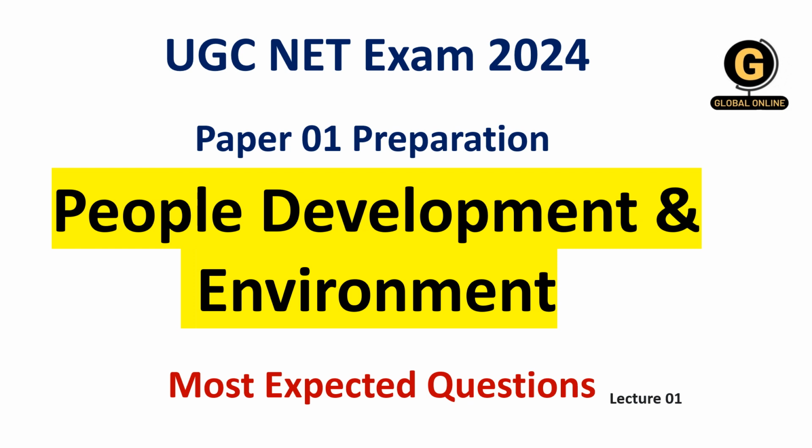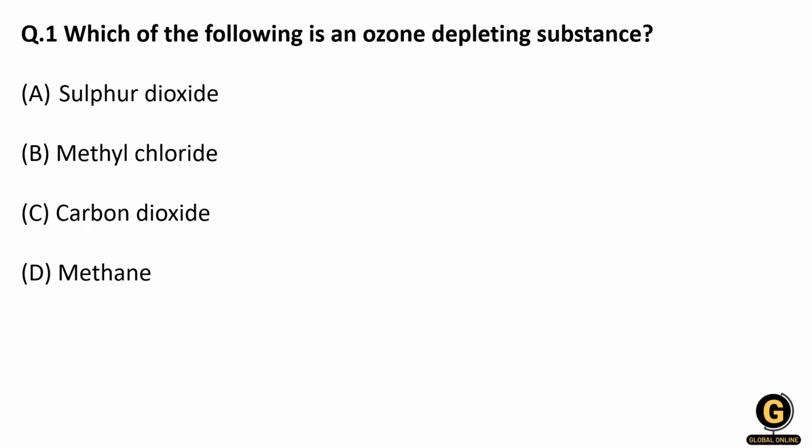So students, in this series of lectures, I'll be discussing unit people development environment, and I'll be discussing the topmost MCQs that will be asked in your examination, and I'll be explaining all the options so that your entire syllabus will be covered. Watch this complete series till the end, and I'm sure that you will not be disappointed in your examination. The first question is, which of the following is ozone depleting substance?